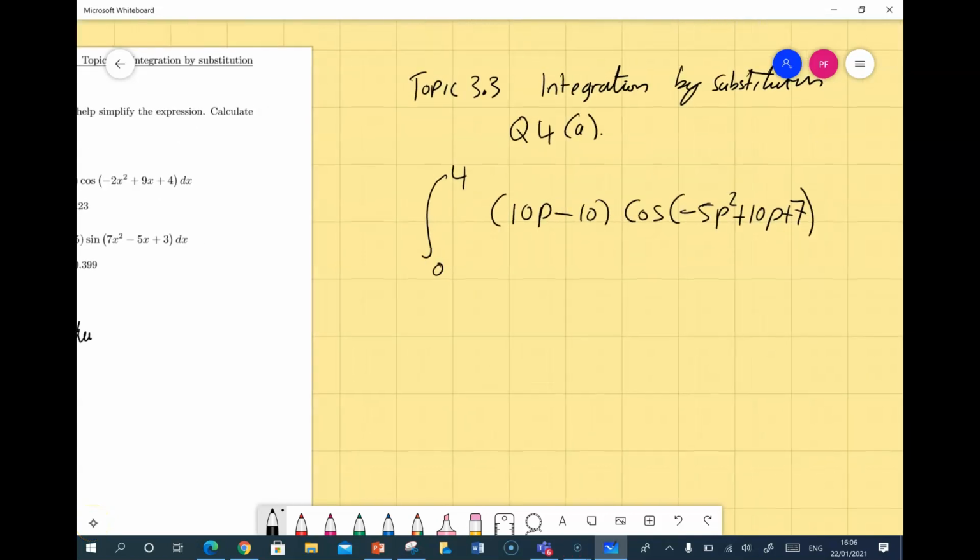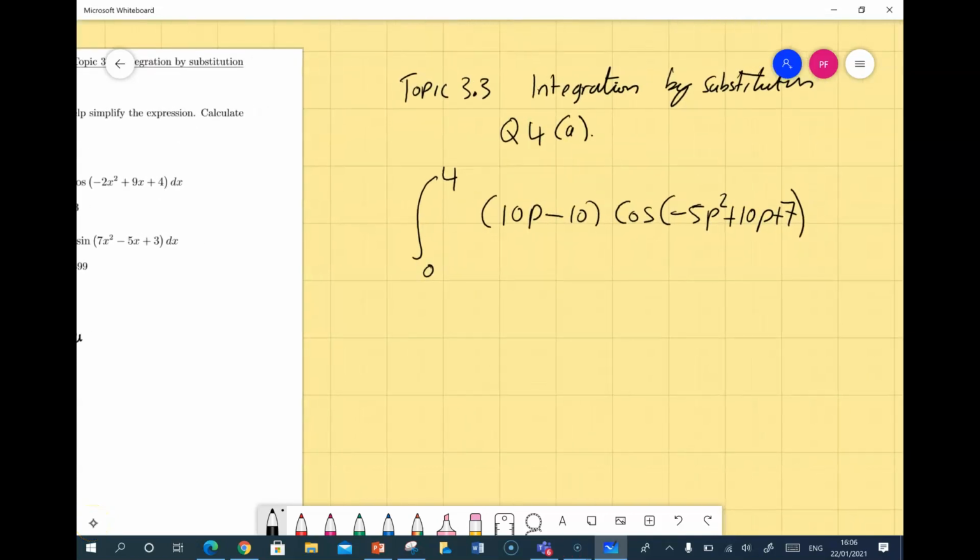Okay, it's integration by substitution, topic 3.3, question 4a: the integral from 4 to 0 of (10p minus 10) times the cosine of (minus 5p squared plus 10p plus 7). Just keep a note, I'm putting my calculator in radian mode.